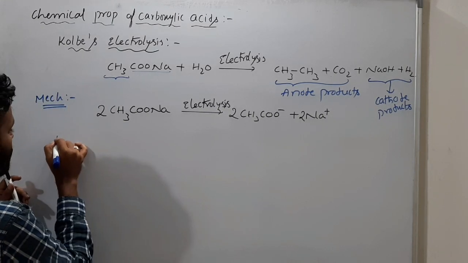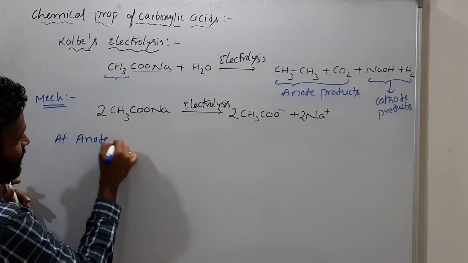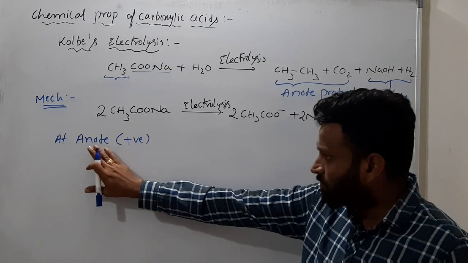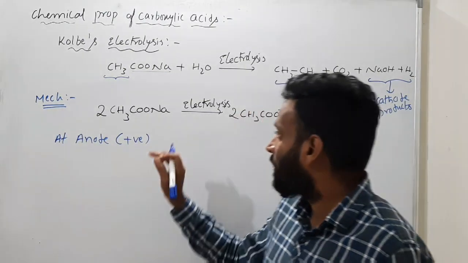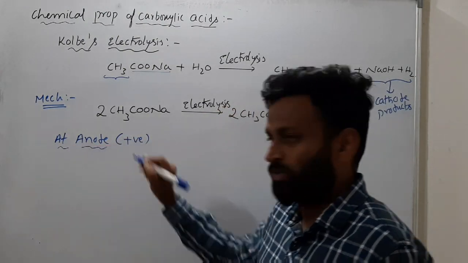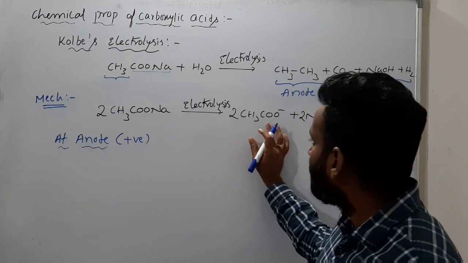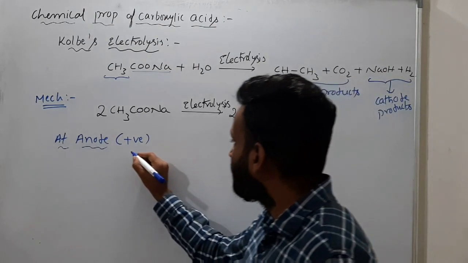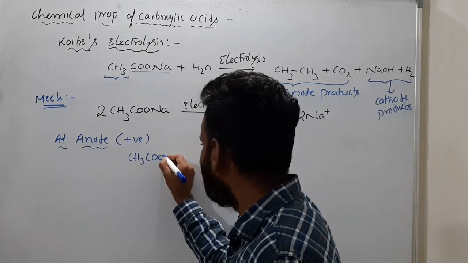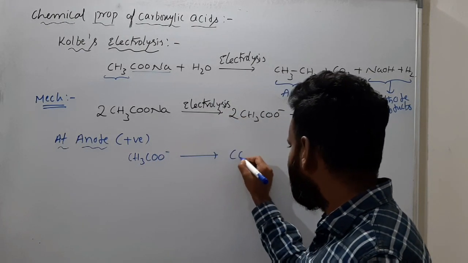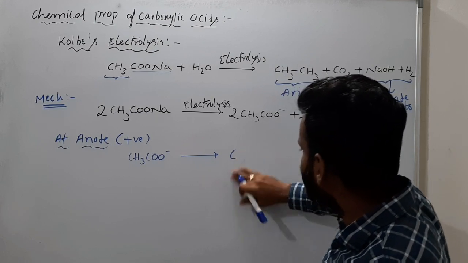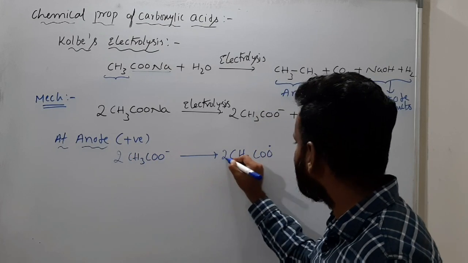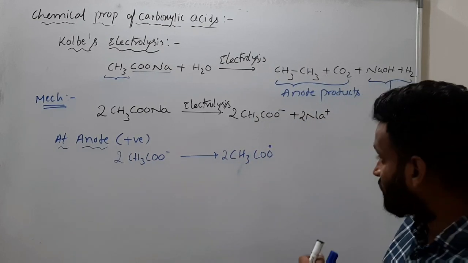Now, who will go towards the anode? What reaction happens? Let's see. Anode means positive electrode. Which ions will go towards the anode? Negative ions will go, because the anode is positive. Towards positive, negative ions go. CH3COO minus is the negative ion, so that will undergo oxidation. CH3COO minus turns to CH3COO dot. If you take 2 moles, it is 2 CH3COO dot plus 2 electrons.